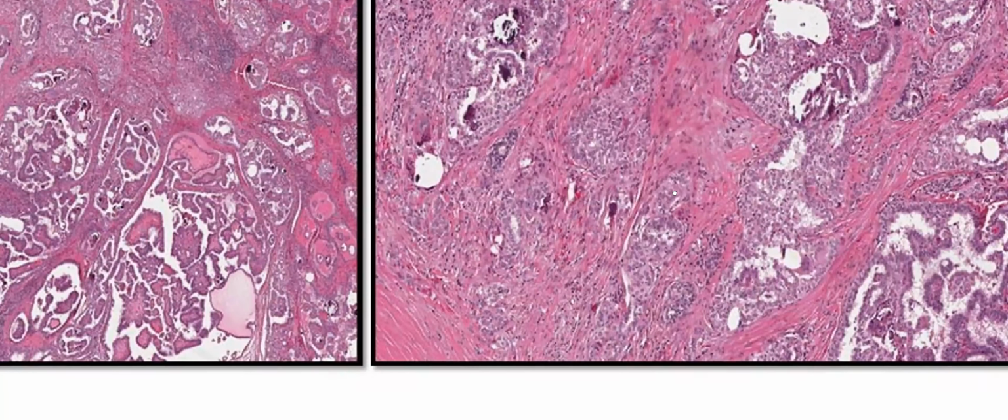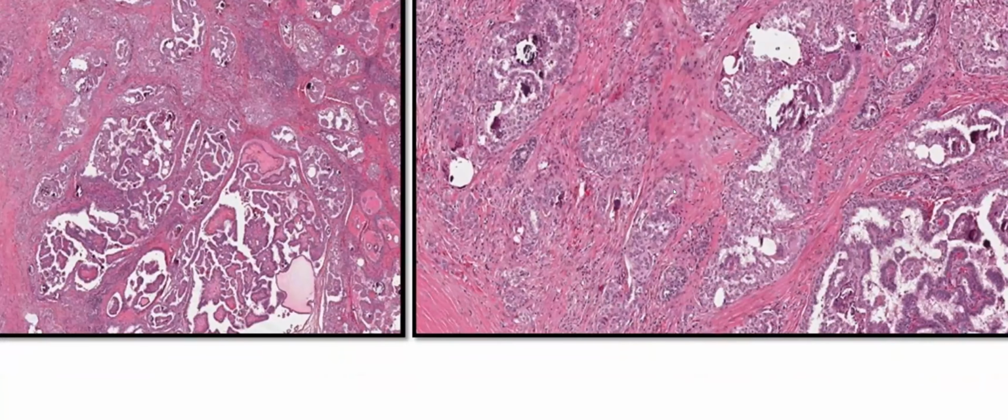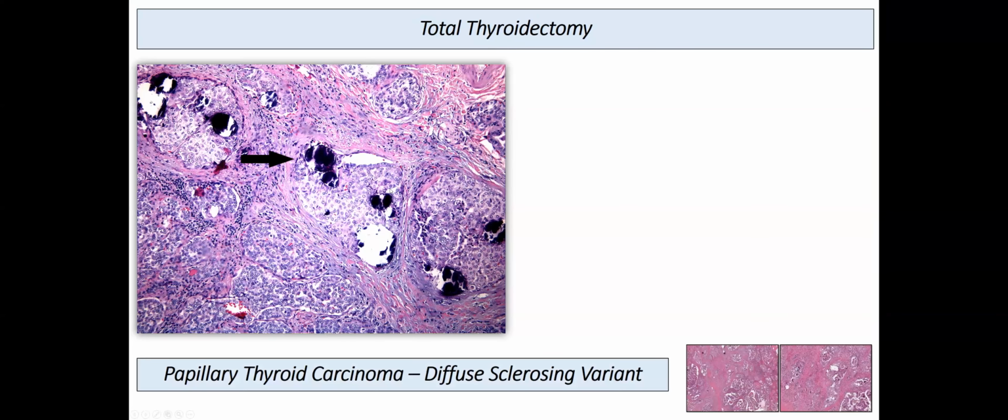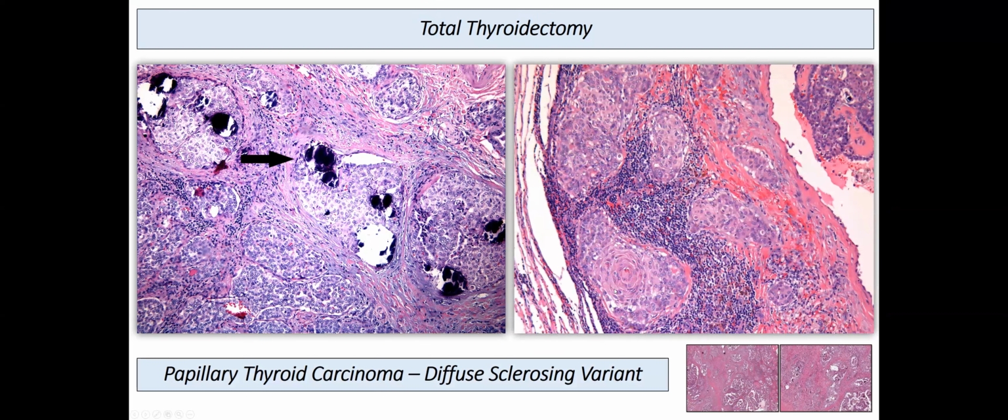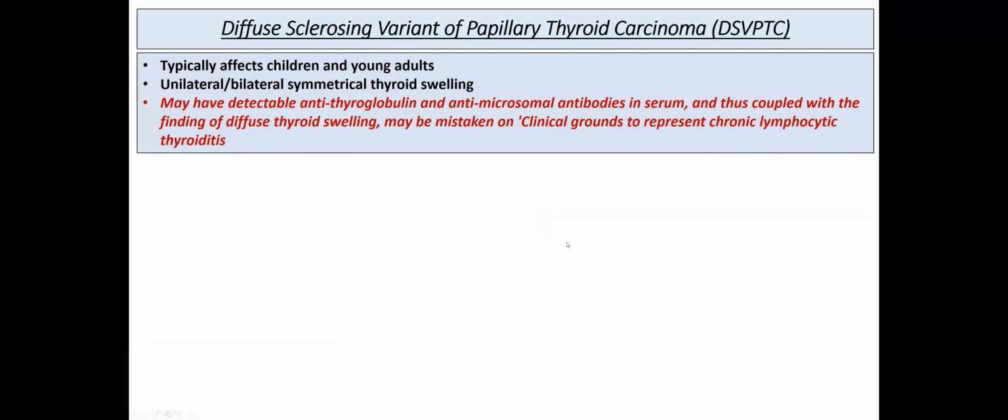So let's look at this on high power. And you can see these solid groups, which almost look squamoid with numerous psammoma bodies, fibrosis, and some thyroiditis. And this is actually a lymph node where you see beautiful squamous metaplasia in these cells. So this is very typical of diffuse sclerosing variant. Now you will see this in children as well as in adolescents as well as in adults.